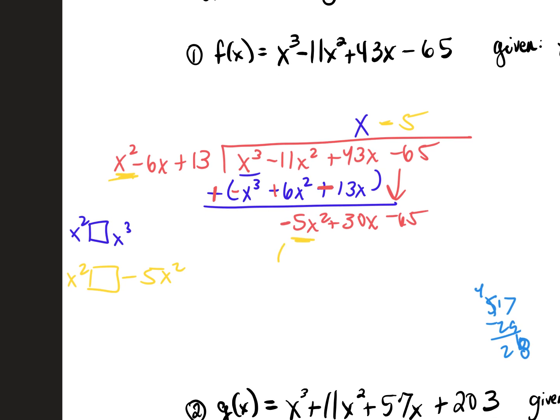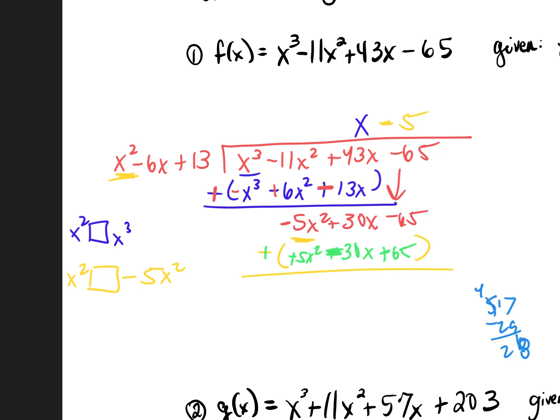So let's just make sure we didn't make any mistakes with our signs. So we'll say negative 5 times x is negative 5x squared. Negative 5 and negative 6 is plus 30x. And negative 5 and 13 is negative 65. So then when we distribute, this comes plus, minus, and plus.